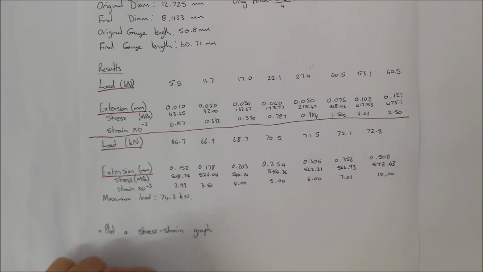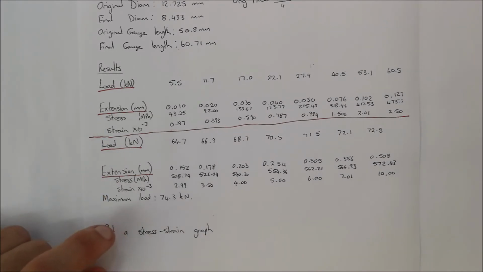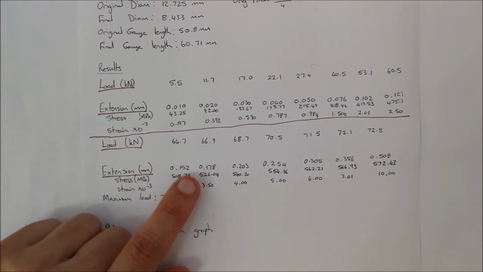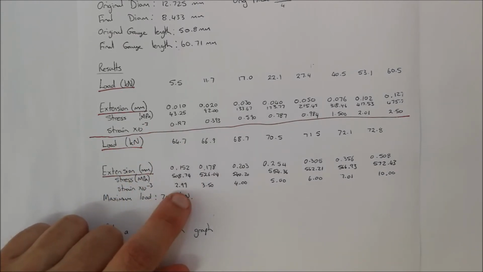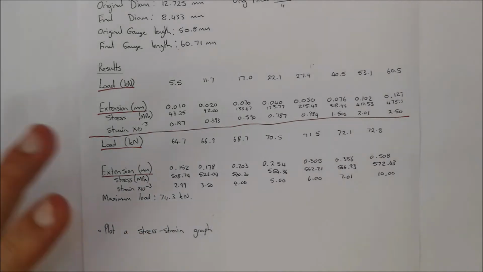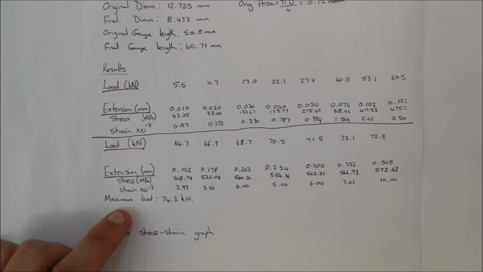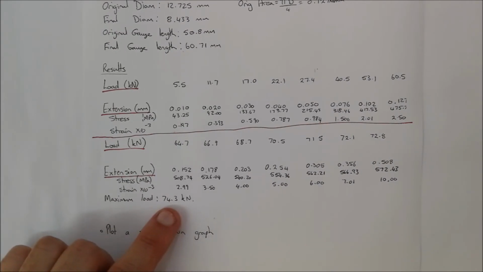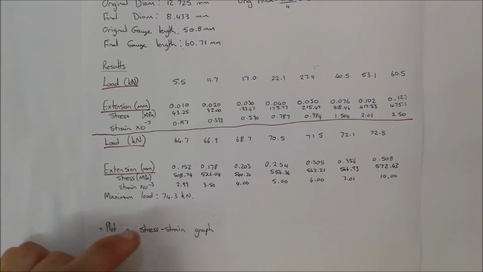Keep in mind that all these strain values are multiplied by 10 to the minus 3. So if you look at this 0.152 divided by 50.8, you might not think it's equal to 2.99, but it's 2.99 times 10 to the minus 3. It's an important fact to keep in mind that that's always in your strain values. So we're able to generate these points, and from this we're able to identify that the maximum load is 74.3 kilonewtons. At least that is something that would be given to you as the test was performed.